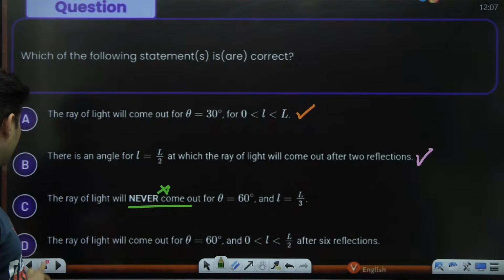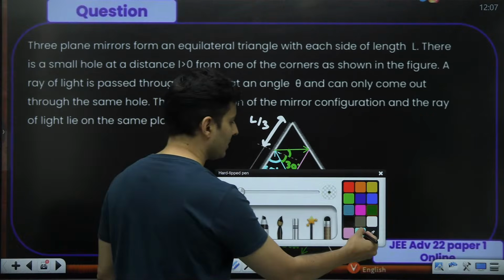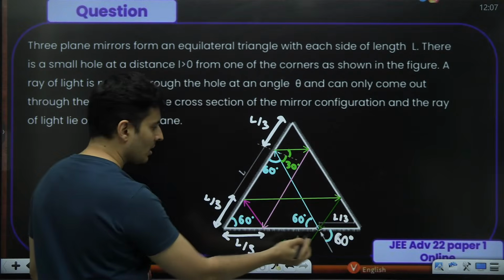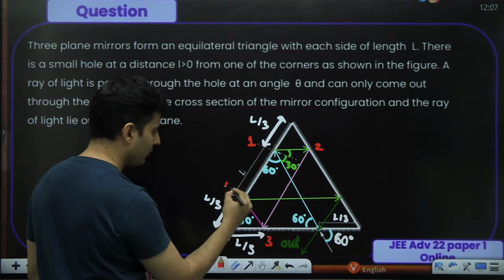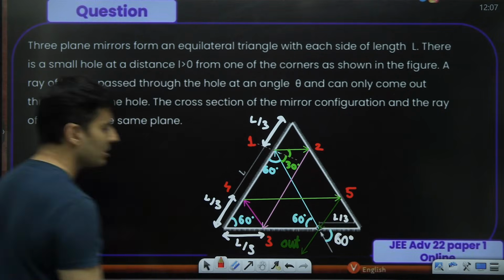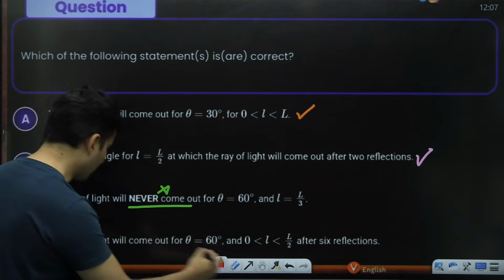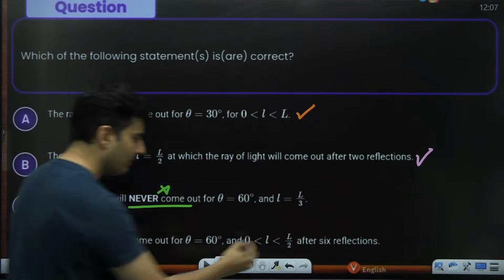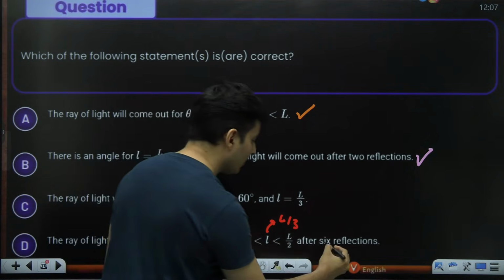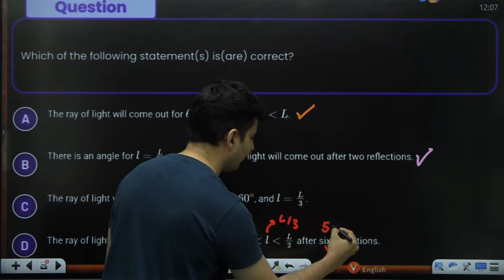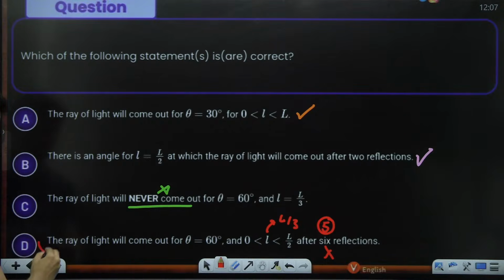Somewhere after 6 reflections, no. Is it 6 reflections? Just check it out. Let's count the number of reflections, guys. First reflection, second reflection, third reflection, fourth reflection, 5 reflections. So it is coming out after 5 reflections. So it definitely comes out, the ray will come out somewhere in between. In fact, this L is L by 3, which is less than L by 2. But this word is wrong. It should be 5. So this D option is also definitely incorrect.